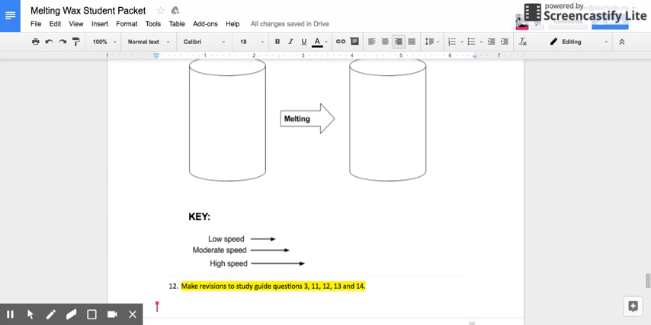Great, so the last thing that I'm asking you to do today in class is number 12. It says make revisions to study guide questions 3, 11, 12, 13, and 14. All of these questions are going to be related to what I have just discussed in both of our videos from today's class. They're going to be a review of making high-level data tables, making graphs, putting together procedures, and drawing models or interpreting models. So you need to go back and make revisions to those questions, and in general, over the weekend, you need to make sure that you're revising all of the work on your study guide.